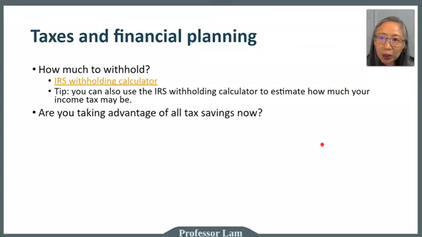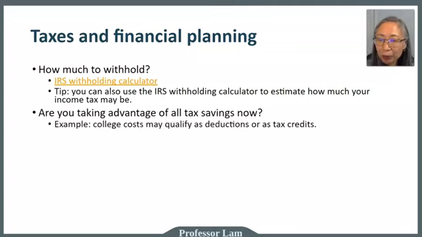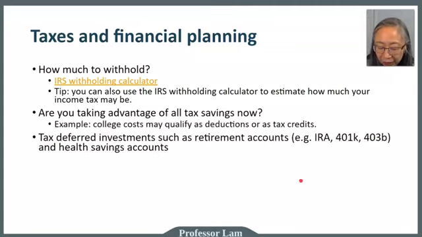Another thing that you want to take into account when you're doing financial planning is to take advantage of tax savings. For example, college costs can qualify as a deduction. If you have a home, your property tax is a deduction. Other important financial planning tools include tax deferred investments. Retirement accounts and health savings accounts are tax deferred, which means that you don't pay tax today, you pay tax when you take the money out in the future.